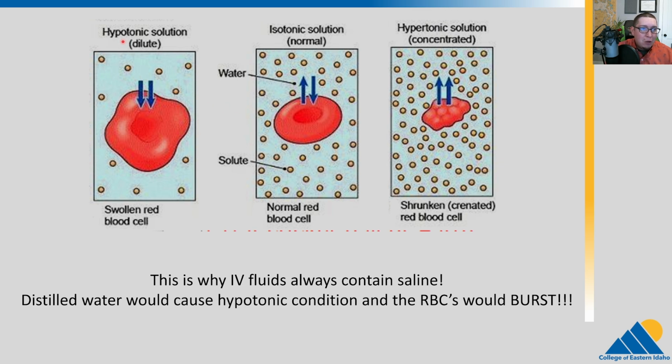Because if you were to give someone pure water, effectively a hypotonic solution, their cells would swell and burst. So distilled water would cause hypotonic situations. Red blood cells would burst. If you had too much salt, that would draw water out of the cells, causing them to shrivel. And shriveled red blood cells cannot carry very much oxygen.